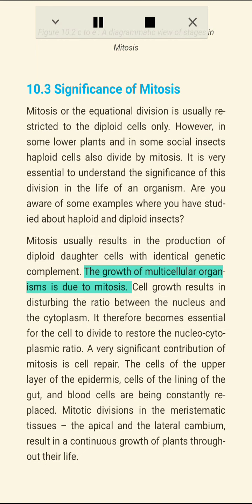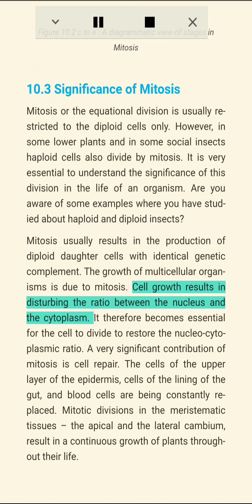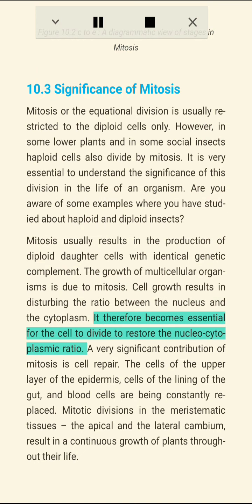Mitosis usually results in the production of diploid daughter cells with identical genetic complement. The growth of multicellular organisms is due to mitosis. Cell growth results in disturbing the ratio between the nucleus and the cytoplasm. It therefore becomes essential for the cell to divide to restore the nucleocytoplasmic ratio.